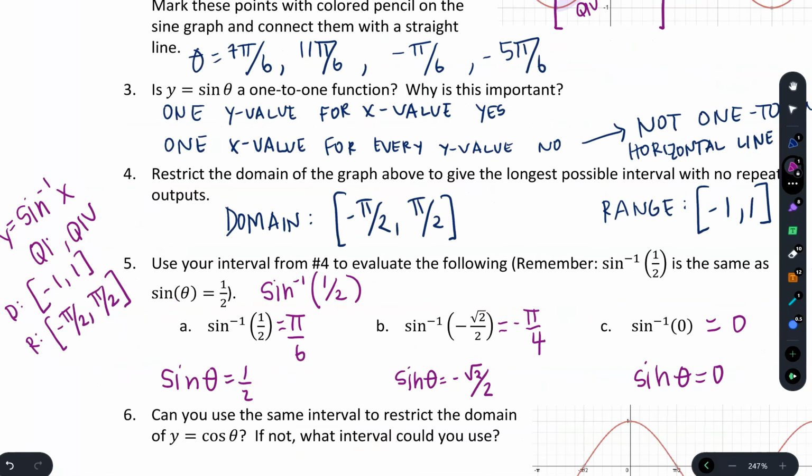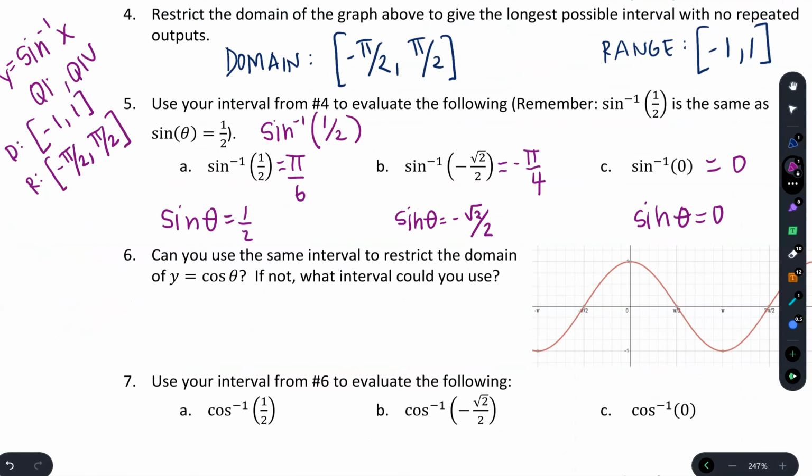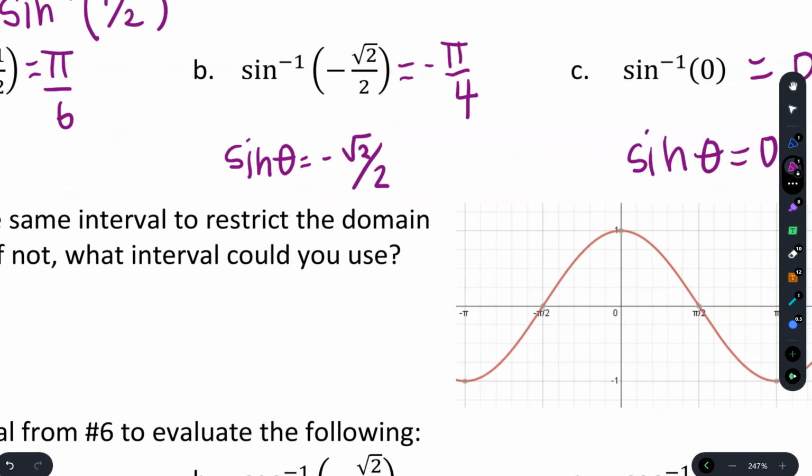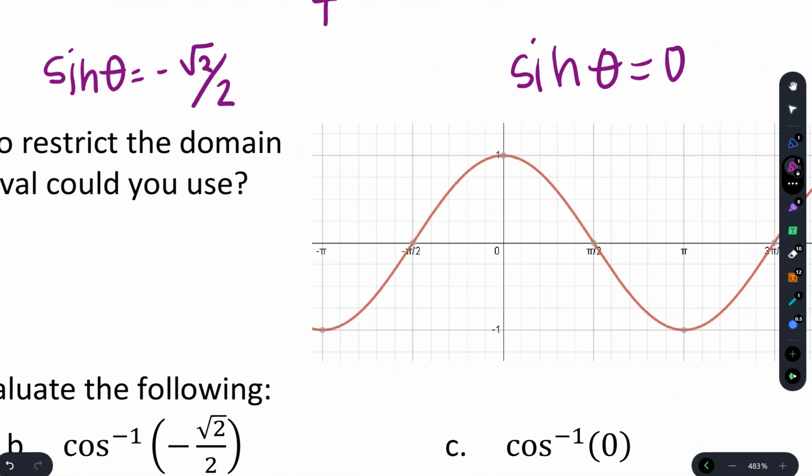Does that make sense? Okay, so now let's think about cosine in that same light. So let's look at cosine. Can you use the same interval to restrict the domain of cosine? So let's test it out. Can I do that? So take a second, if y'all haven't done this part, and do this part for me. So try to answer cosine for me. Okay, so let's draw this on the graph. So from -π/2 to π/2. Can I restrict cosine to -π/2 to π/2? No, it's not 1-to-1 that way.